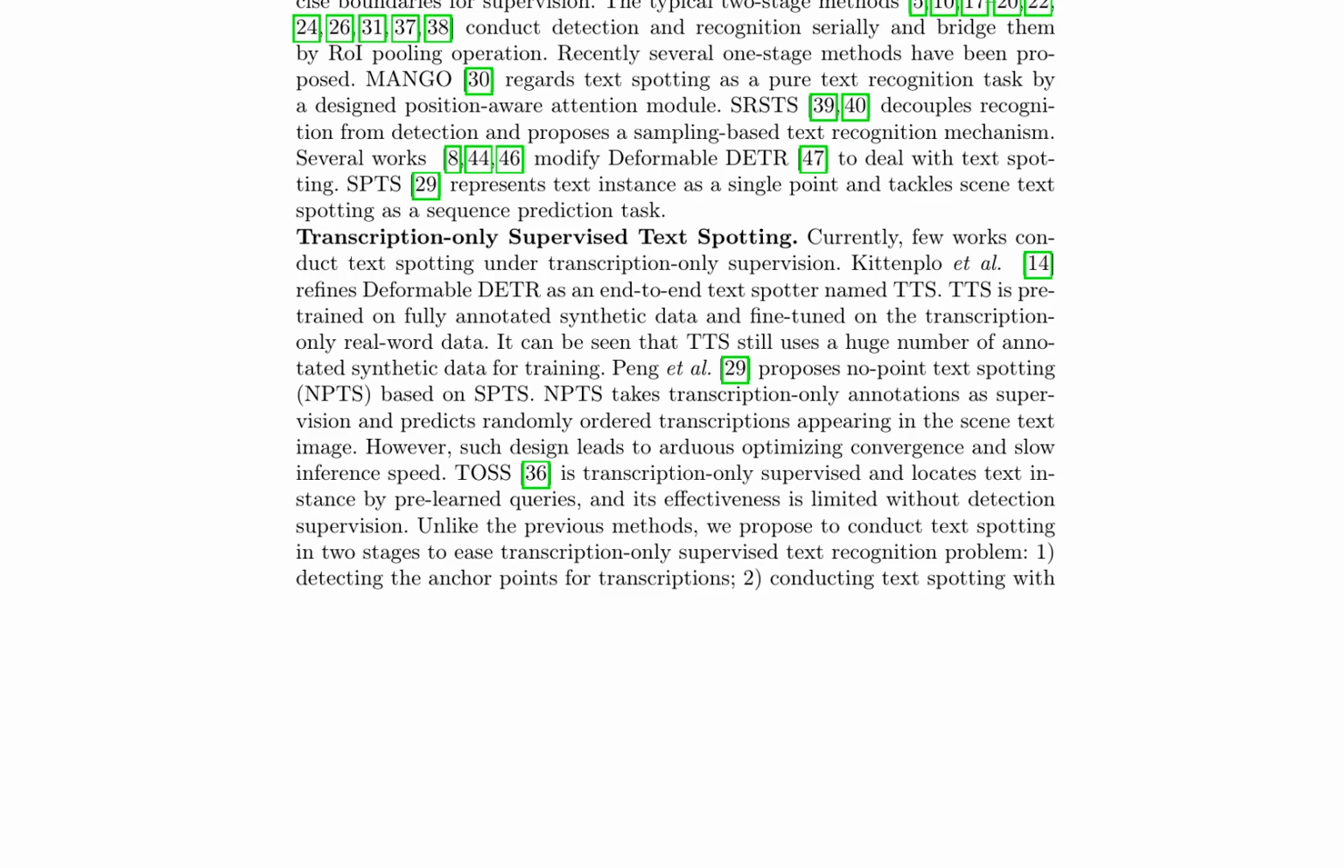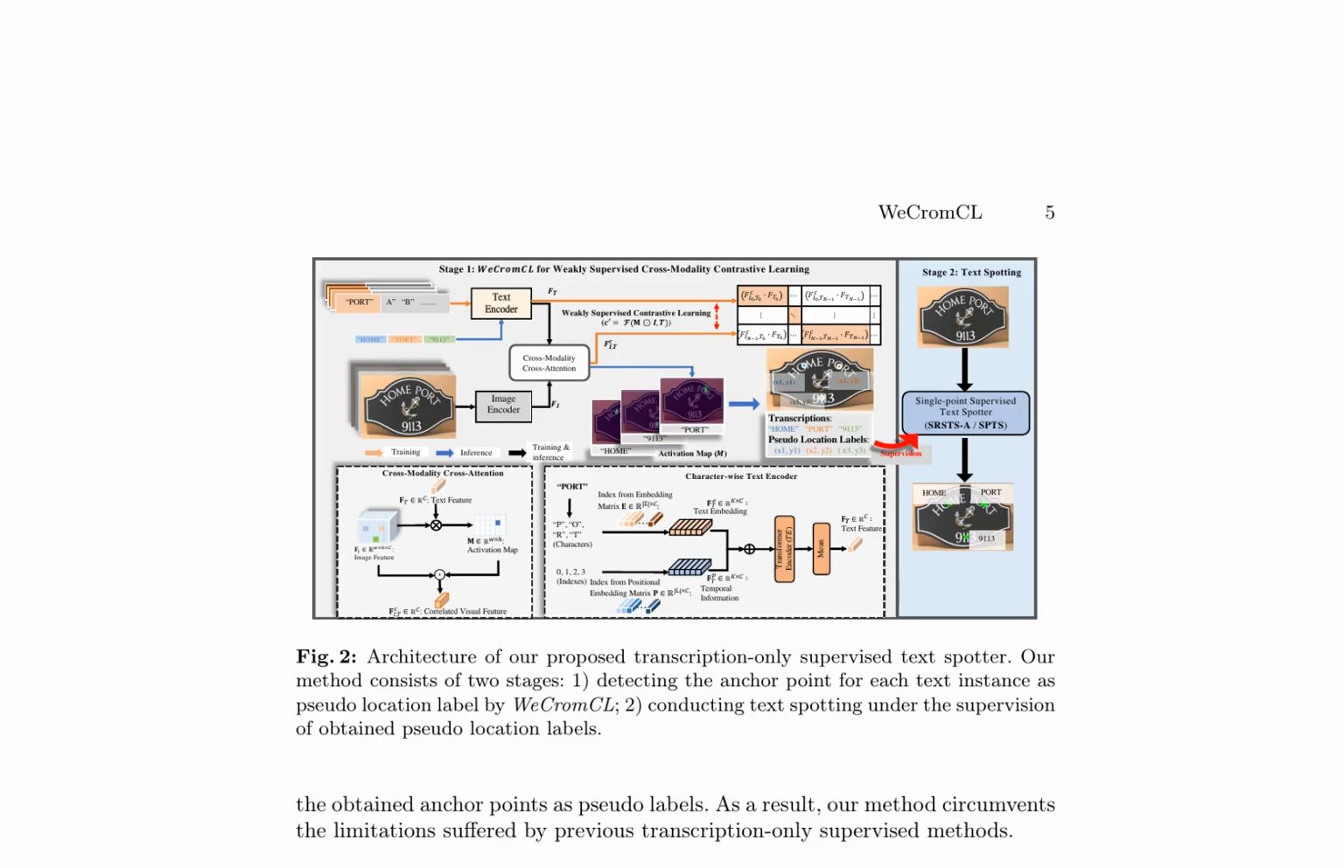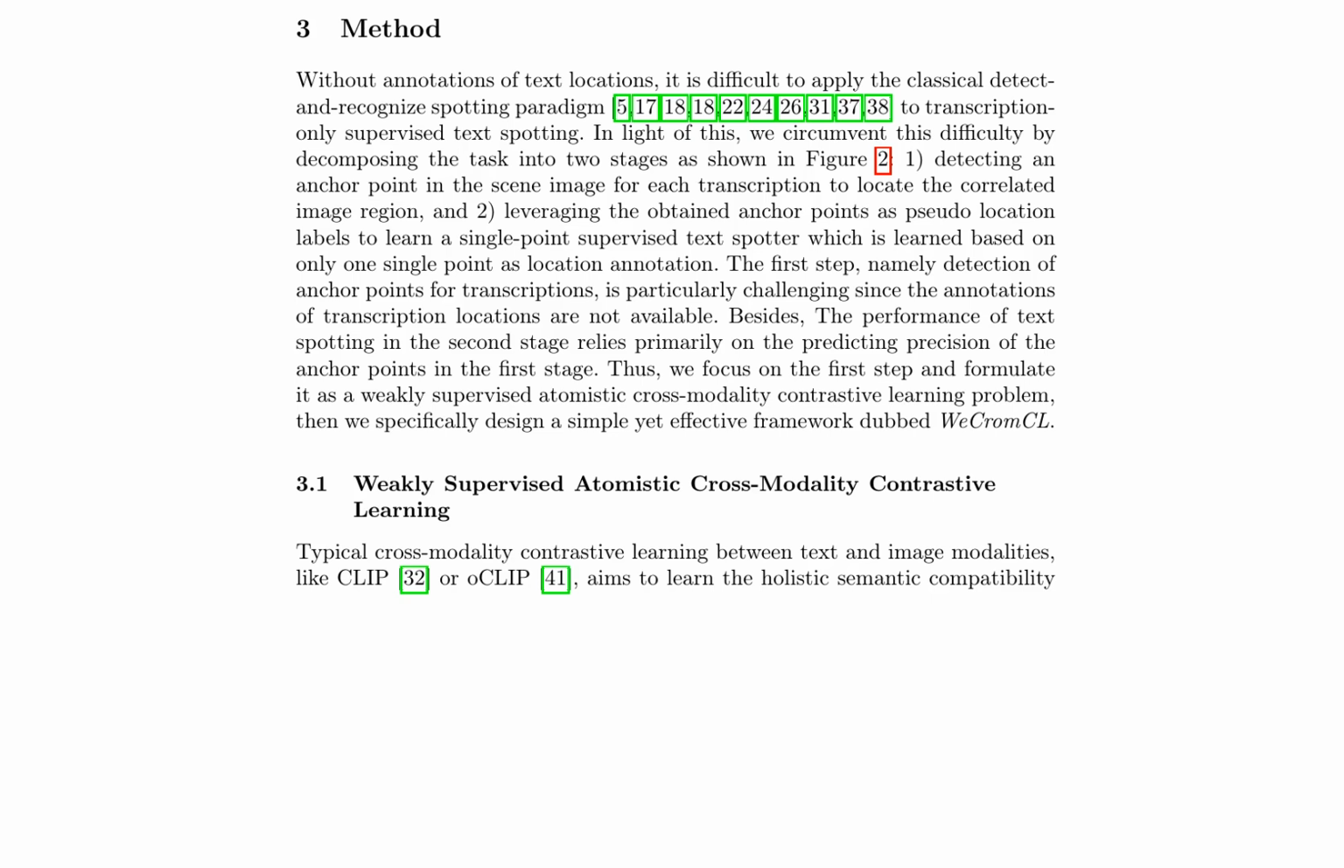The paper introduces a groundbreaking approach to transcription-only supervised text spotting, overcoming the limitations of previous methods by breaking down the task into 2 stages. The first stage involves detecting anchor points for each transcription using a weakly supervised cross-modality contrastive learning framework, referred to as WeCromCL. This framework is designed to learn the correlated visual features between transcriptions and their image regions. The second stage utilizes the obtained anchor points as pseudo-location labels for text spotting under single-point supervision.